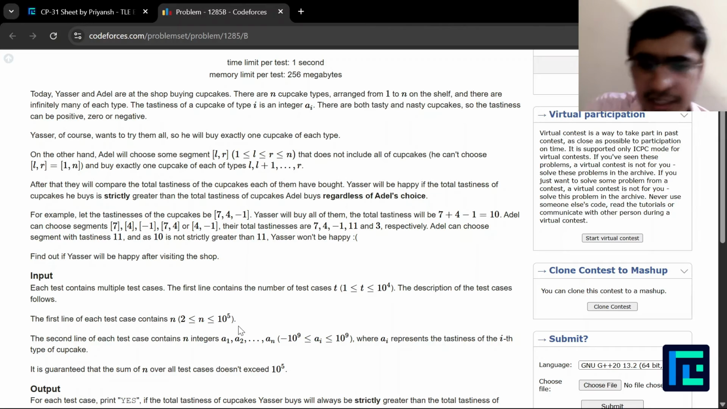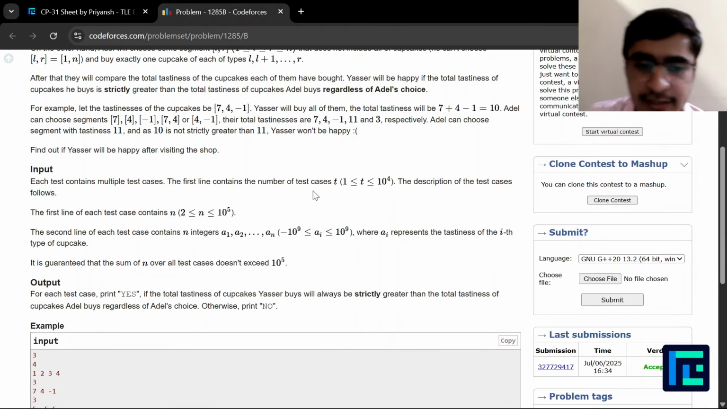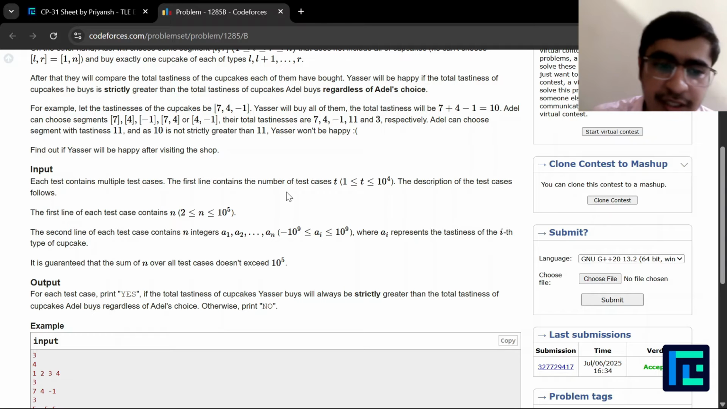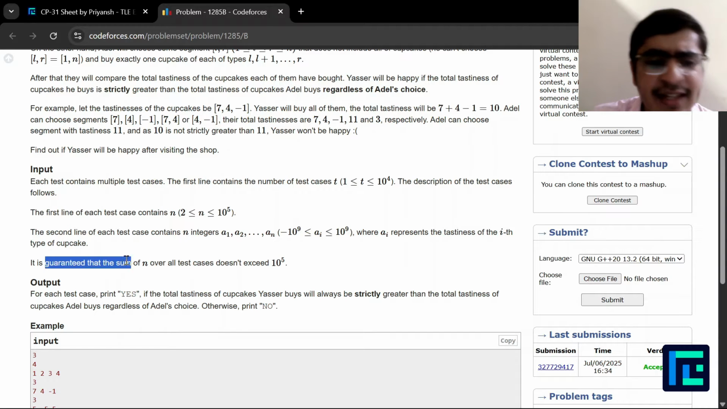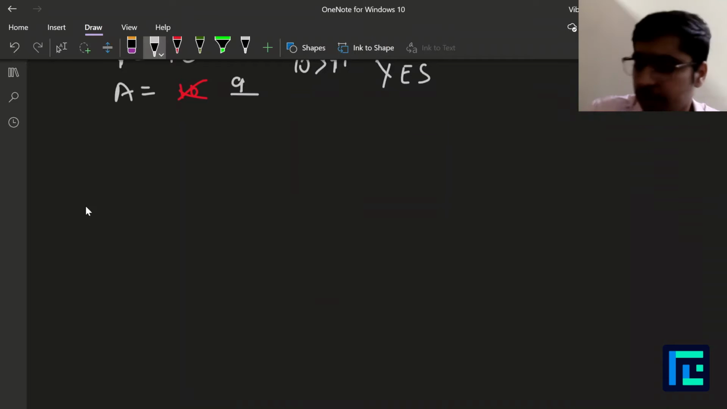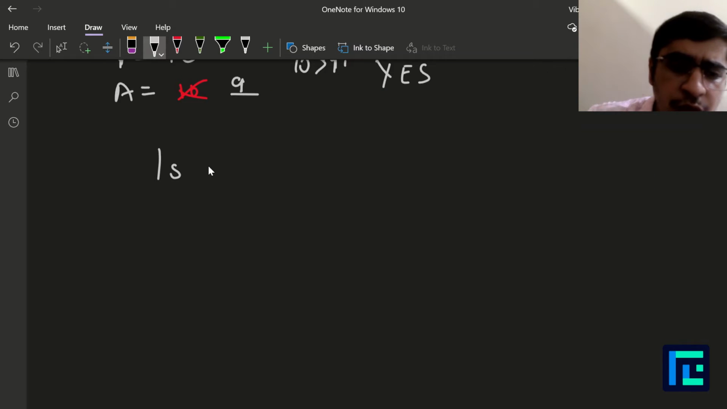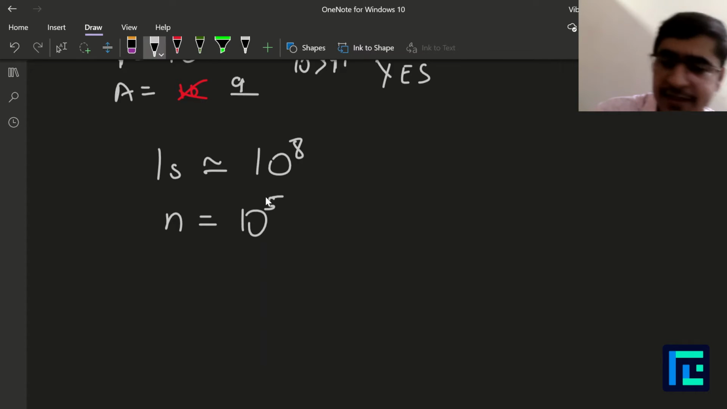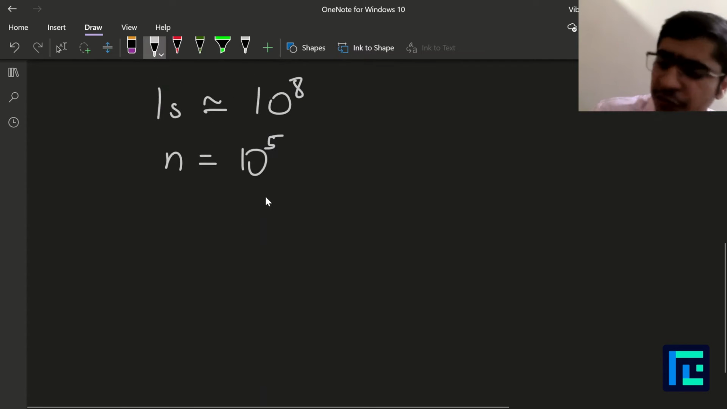Now let's move on to the expected time complexity discussion. The total number of test cases goes up to 10 raised to 4, n goes up to 10 raised to 5, and it is guaranteed that the sum of n over all test cases doesn't exceed 10 raised to 5. So we know 1 second in Codeforces corresponds to approximately 10 raised to 8 operations.